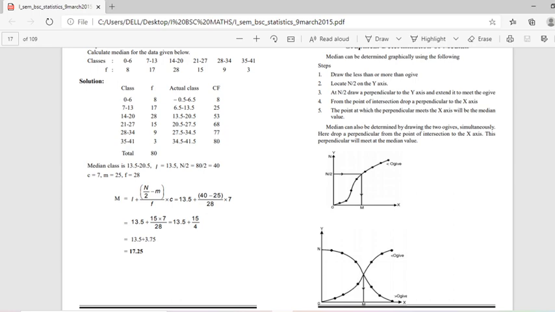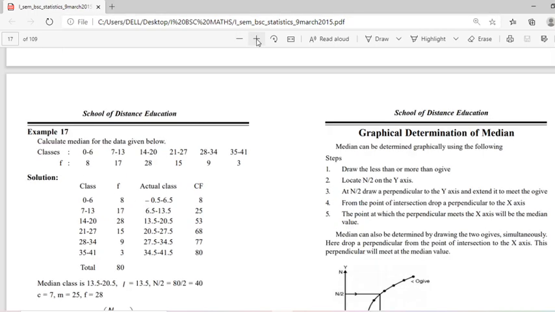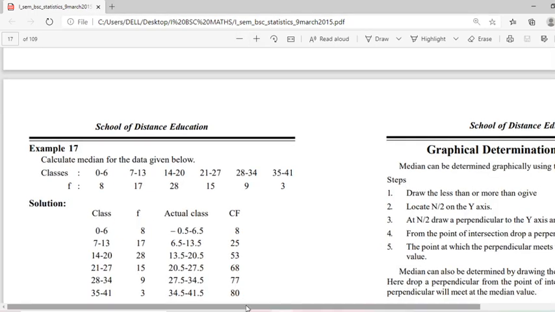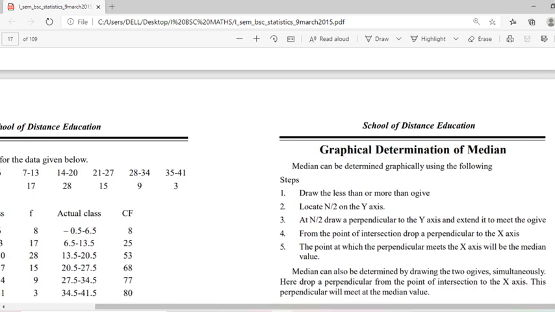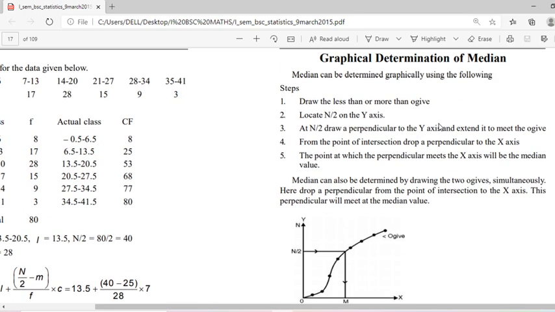Dear students, today we are discussing the median, and I think you have already done some problems. Okay, so this is a graphical interpretation of the median. So how can we draw the median curve?